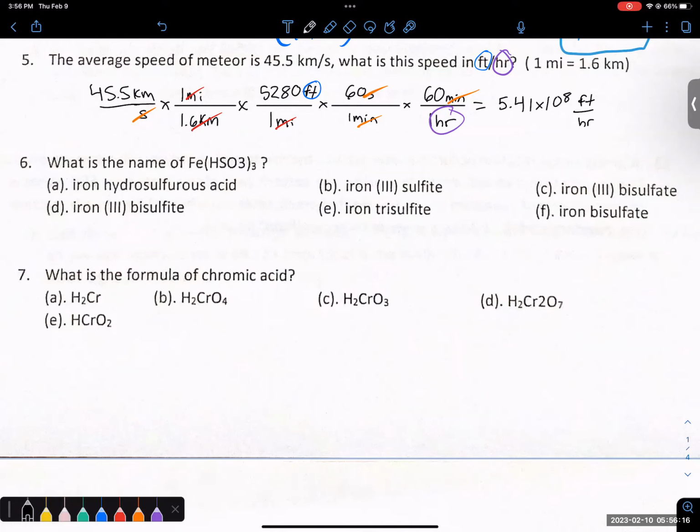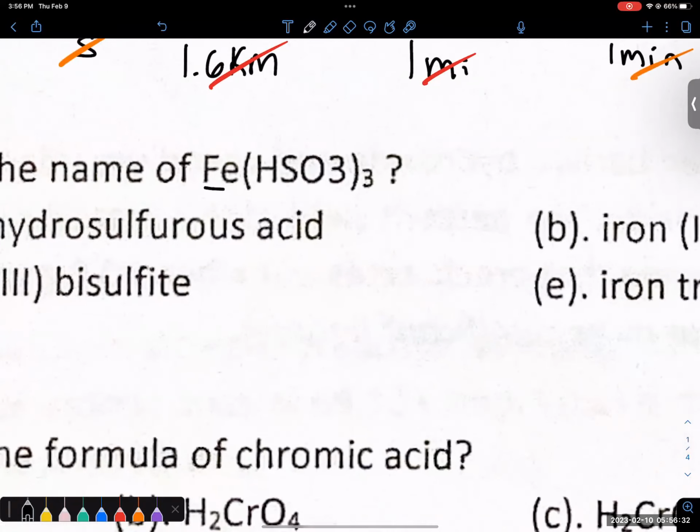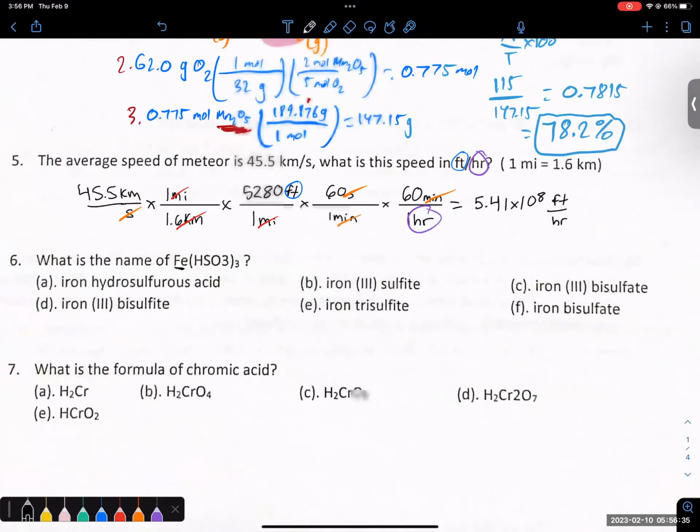Okay. What is the name of Fe(HSO3)3? What'd y'all get? D, iron 3 bisulfite. Let's go through it. So right off the bat, I notice iron. Is it a metal, a non-metal, none of the above? Shout it out. Yeah, it is a metal. That's what the whole iron age was about, starting using iron to build things.